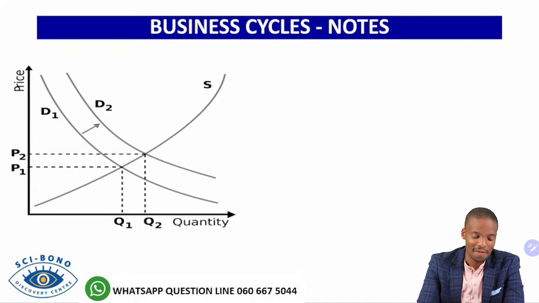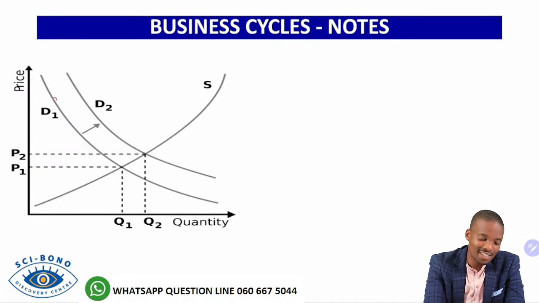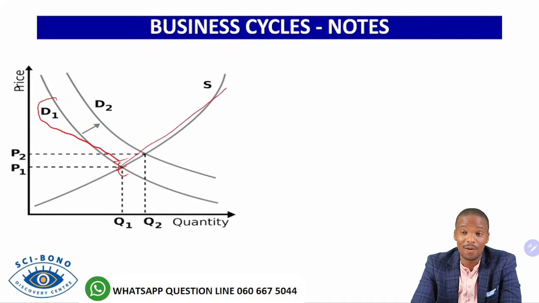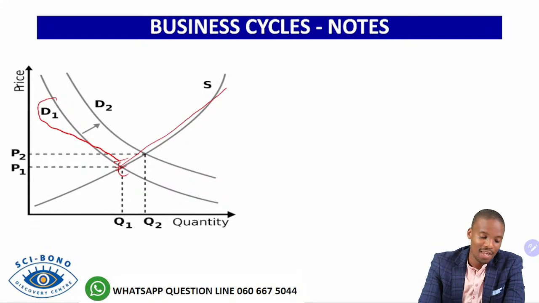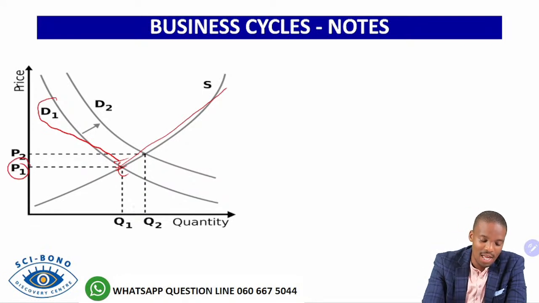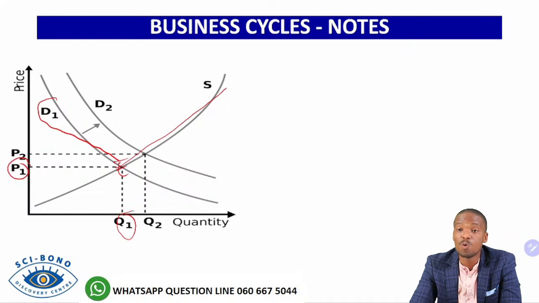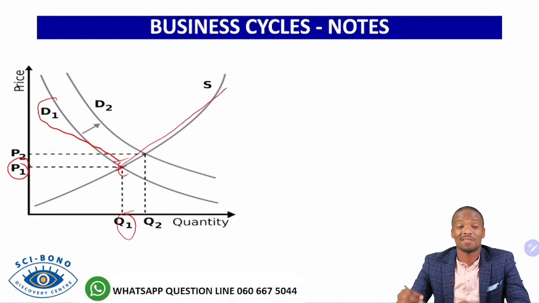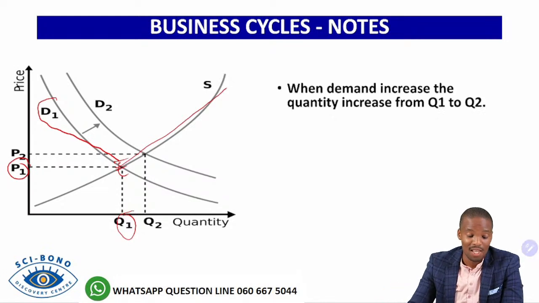Look at now. You see that originally we had our equilibrium there, where D1 was equal to S. That is where we were. It means at that point the economy was at equilibrium, the price was P1 and the quantity was Q1. So people have got disposable income, there is more money, people are now working. Then there's an increase in demand.